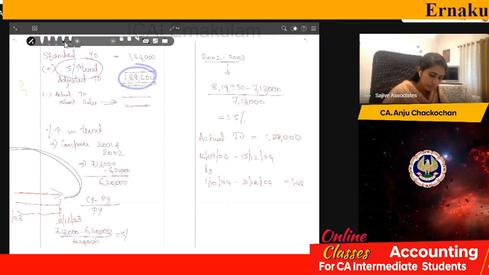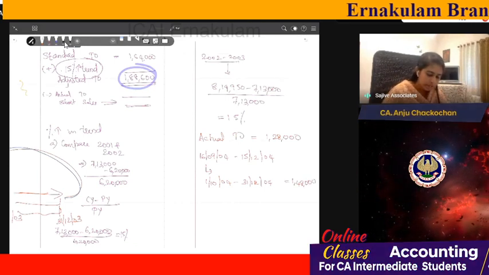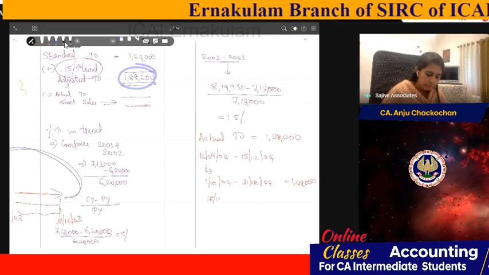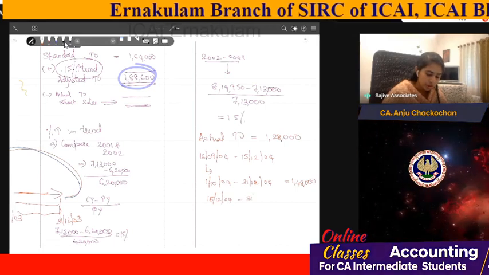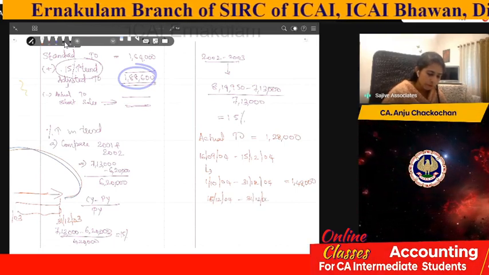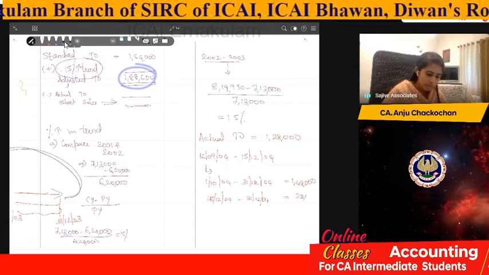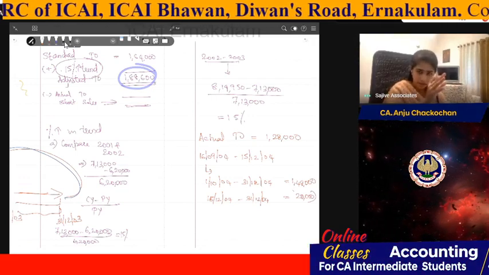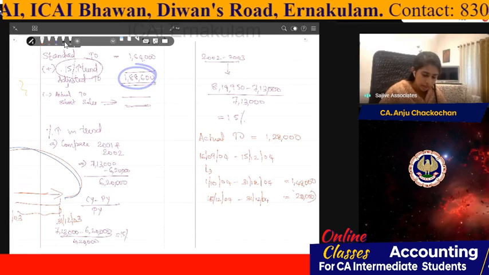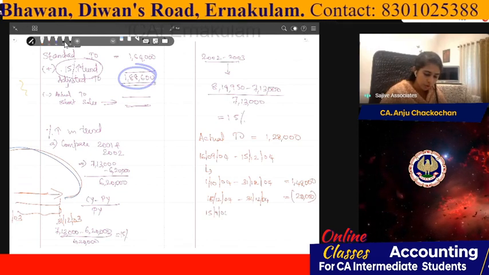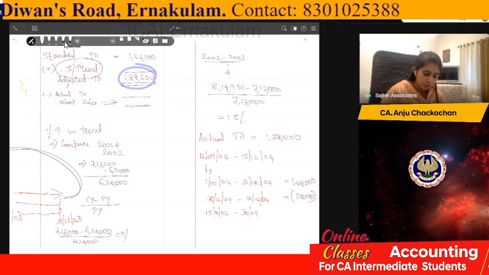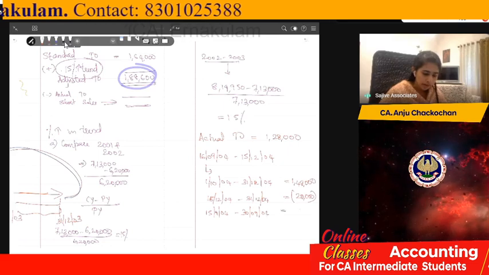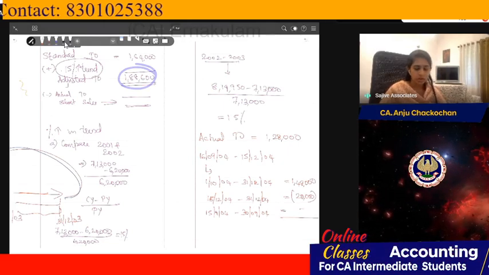1,48,000. From that, you will have to remove the last 15 days of December, 15th December 2004 to 31st of December 2004. It is given in the question as 20,000. And the last 15 days of September, 15th of September 2004 to 30th of September 2004, you will have to add, and it is given in the question as nil. So it will be 1,28,000 as actual turnover.